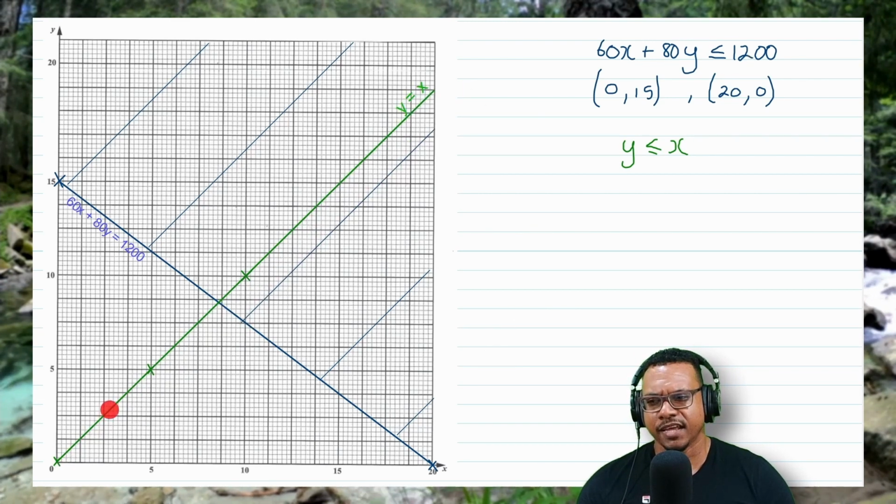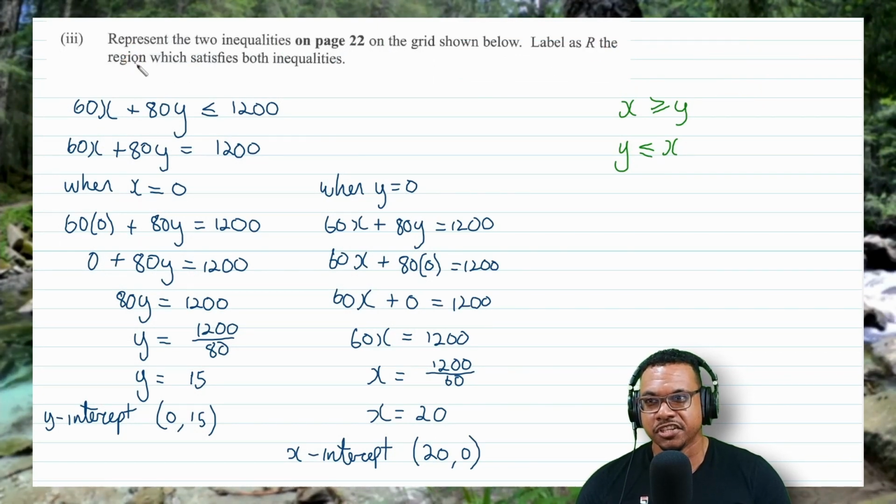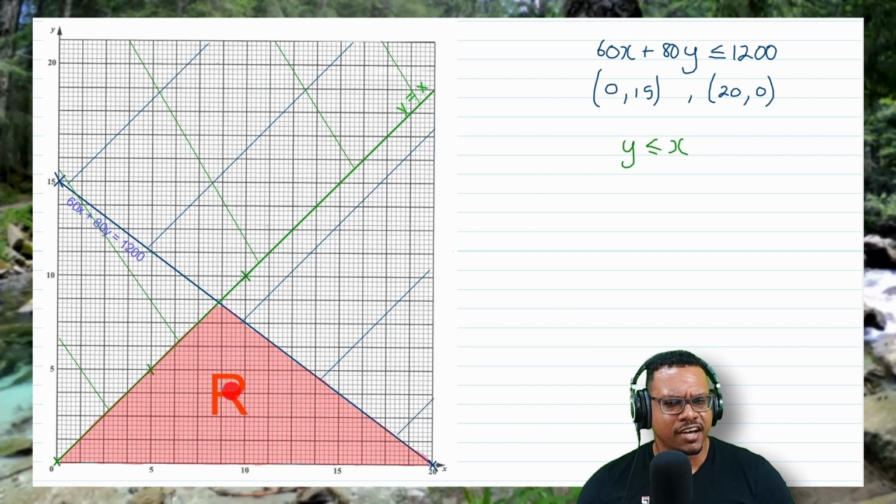All right, so now that I have my line y is equal to x, I'll put my label here, y is equal to x. We have y is less than or equal to x, so that would be shading under the line. Because I have more than one inequality on the same graph, I'm going to shade the opposite direction, which will be above the line. Now looking at this graph, the unshaded region will be the common region. We're going to put a label R for the region that satisfies both inequalities. So this unshaded region here satisfies both inequalities, so we label this R. I've labeled the region R and shaded it as well.